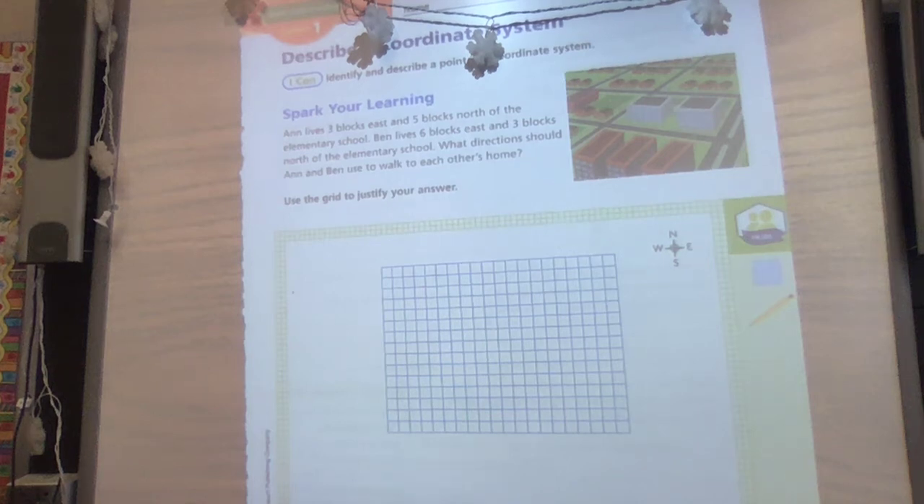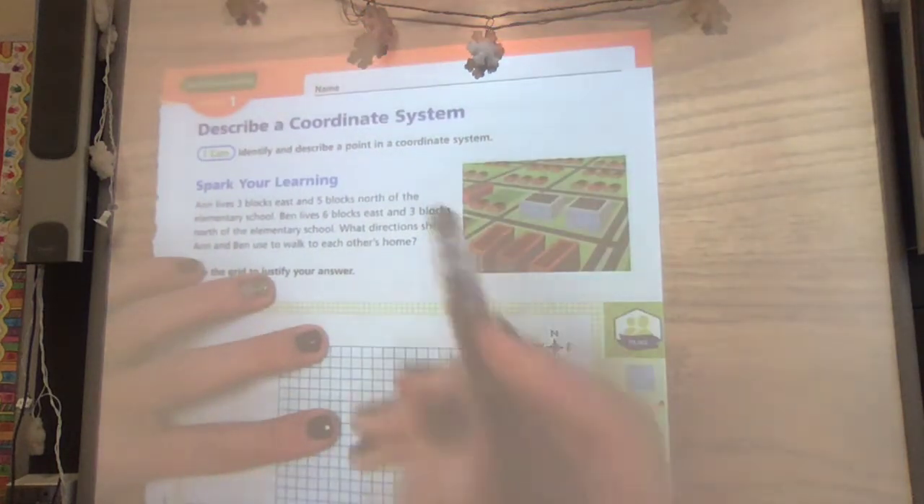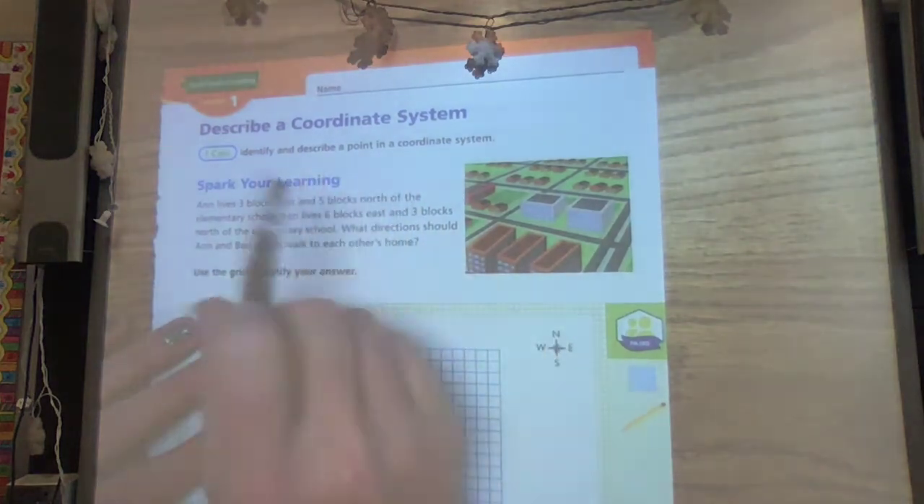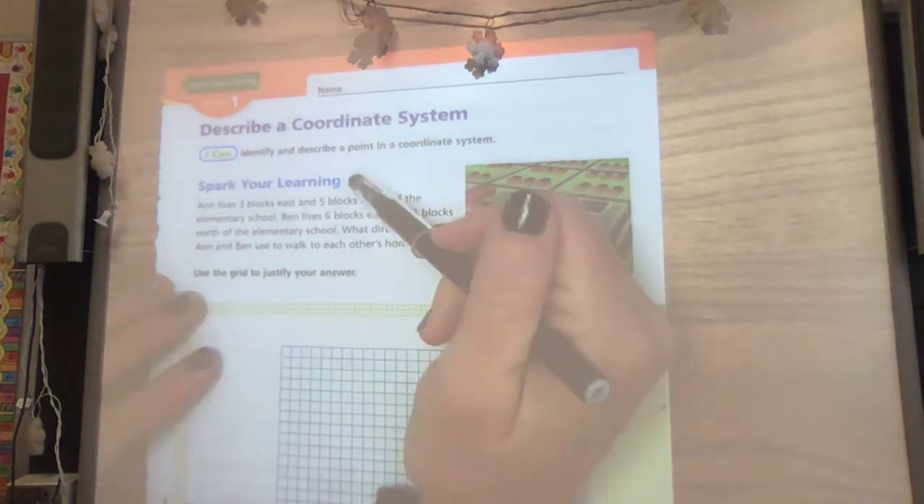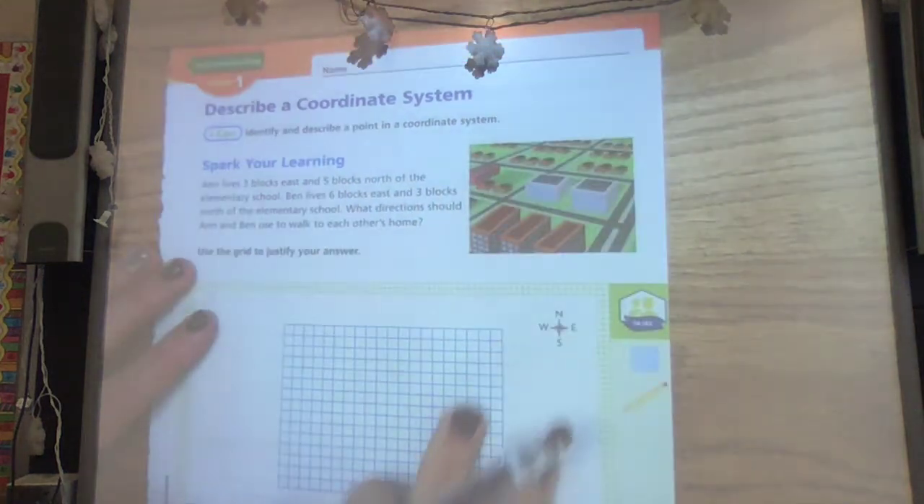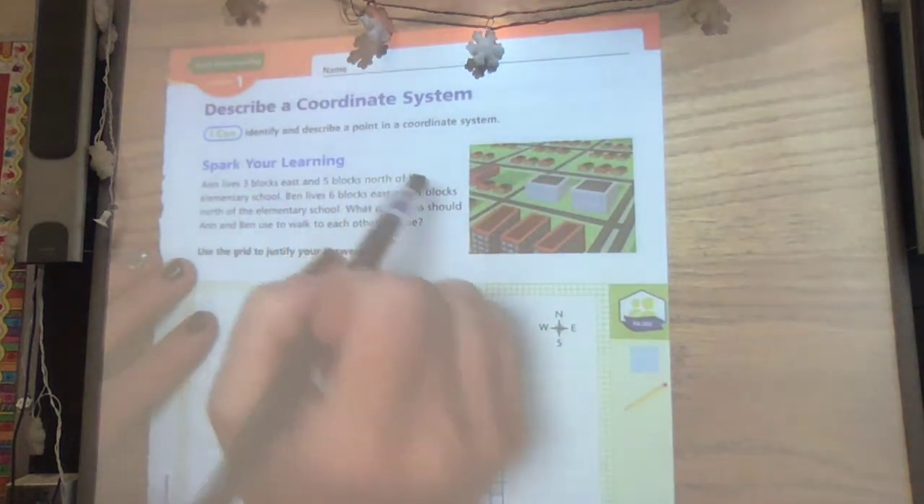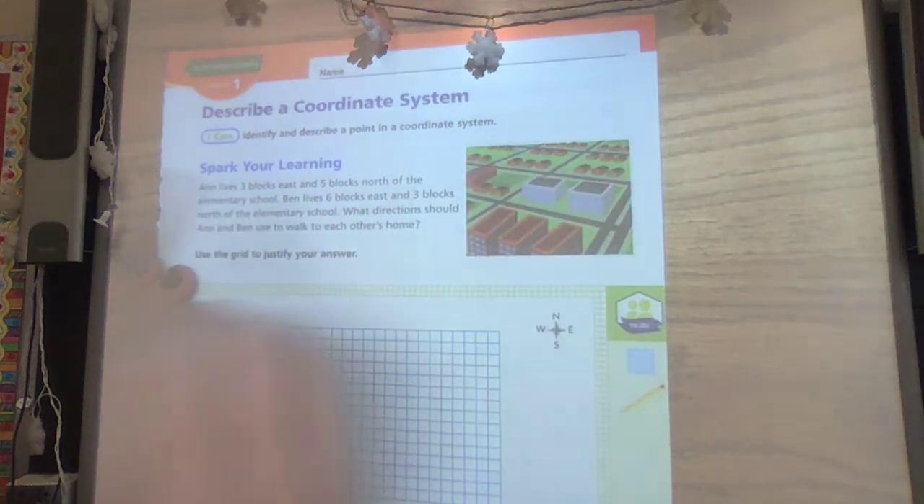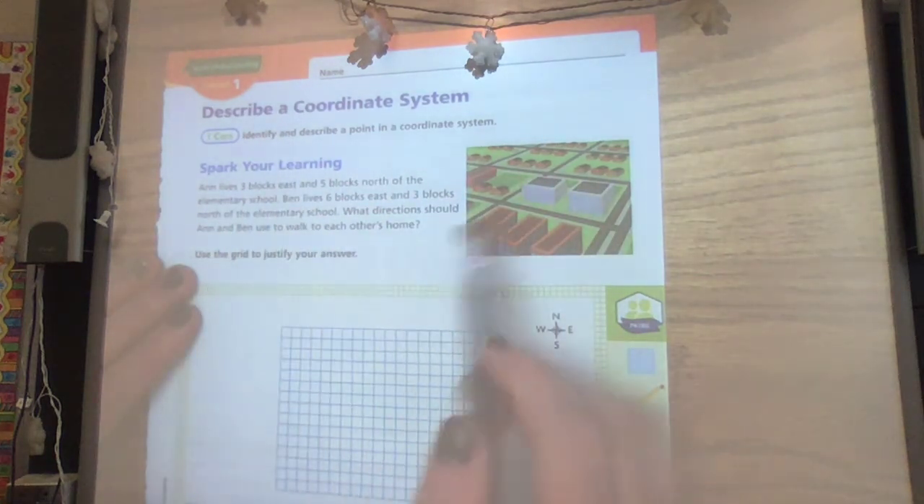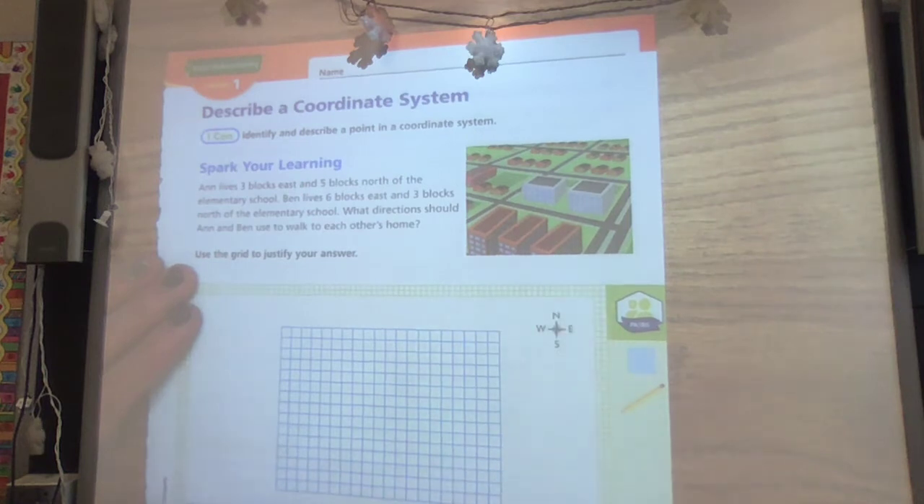Hey boys and girls. Today we are starting a new unit and this is about coordinates, and today we're going to describe a coordinate system. So we're going to be able to look at coordinate grids and find a point and describe how we got to that point. So as we're doing this, we're going to review coordinates.